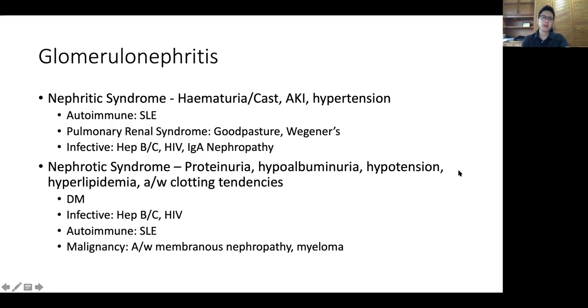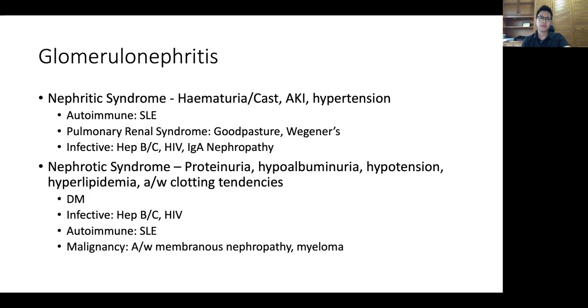So we next talk about the GNs. The GNs, by and large, we think about whether it's more of a nephritic picture or nephrotic picture. The nephritic picture is the one that is characterized by a frank acute kidney injury where there's a rise in the creatinine that can be associated with hematuria, red blood cell casts that we see on what we call an active sediment, and it can be associated with hypertension as well.